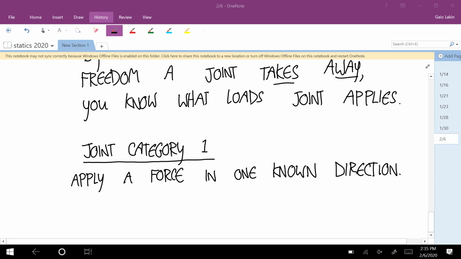How many variables does it take to represent a force with an unknown magnitude but a known direction? 1, that's right. Because the magnitude is a variable, F or something, and you're multiplying it by a unit vector that you know. Therefore, these introduce 1 variable into Newton's laws.